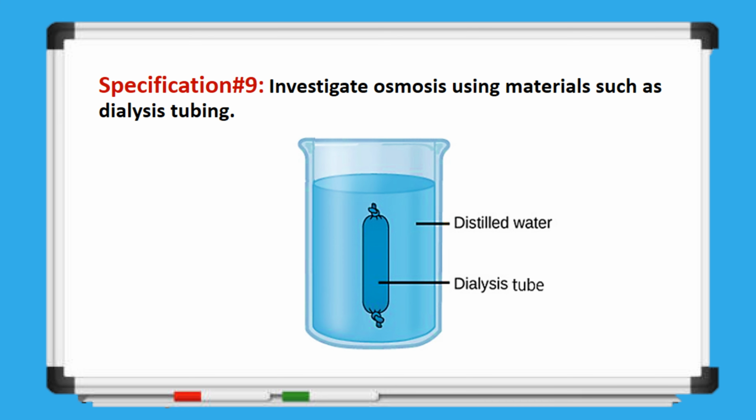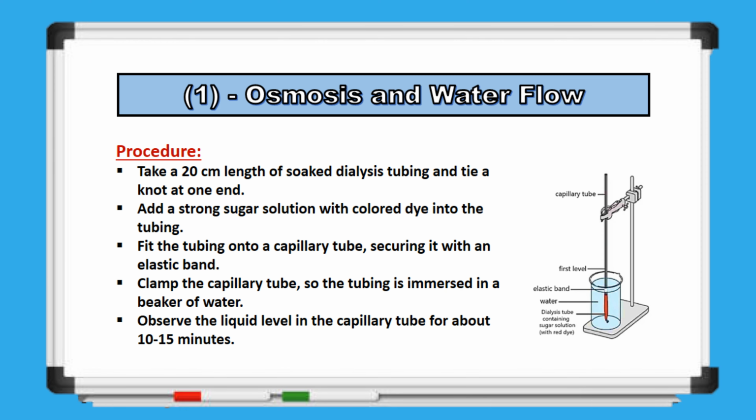Here, we have a diagram showing an osmosis experiment using dialysis tubing. In this setup, water moves from the beaker, where its concentration is higher, into the tubing, where the concentration is lower. This process demonstrates how water crosses a semi-permeable membrane to balance the concentration on both sides. In this experiment, we will investigate the movement of water and the process of osmosis.